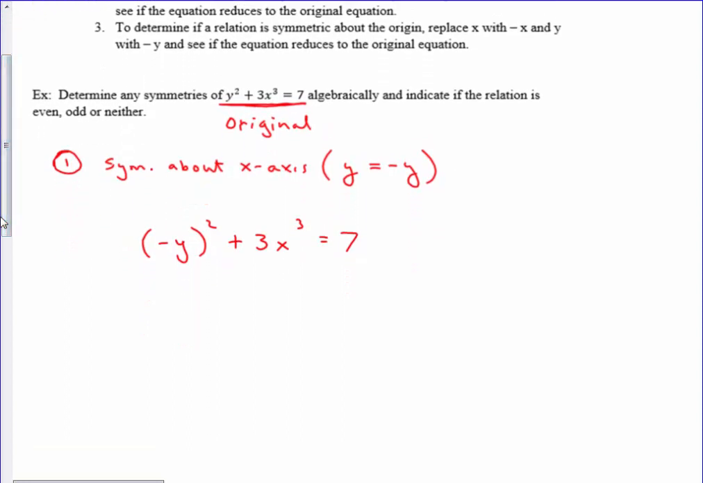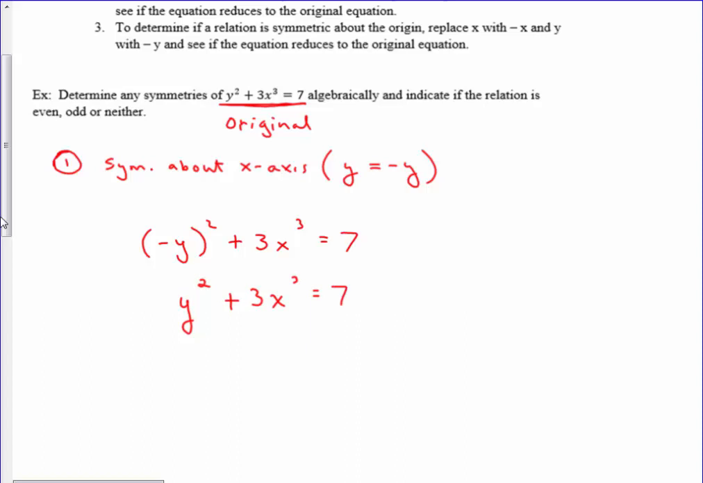Now, remember something that you know about powers, and I'm going to state both of the things that you know so that as you need them throughout this example, you can use them. Anytime you have a negative raised to an even power, it becomes positive. Anytime you have a negative raised to an odd power, it stays negative. So in this particular case, we have a negative value raised to an even power, so negative y raised to the second would become positive y to the second. And then the plus 3x cubed and the equals 7 would remain the same.